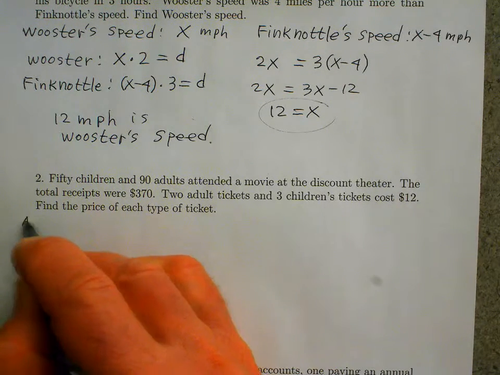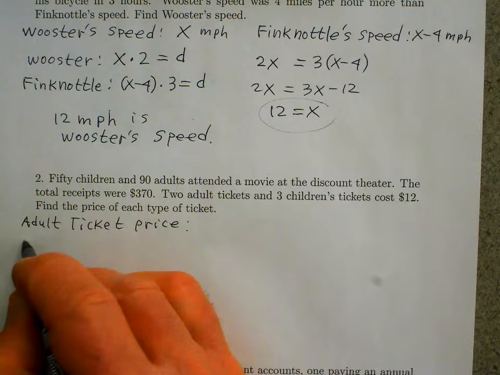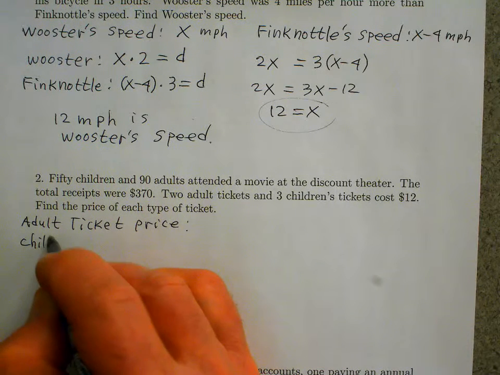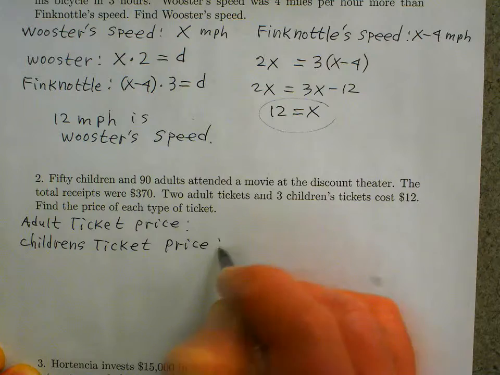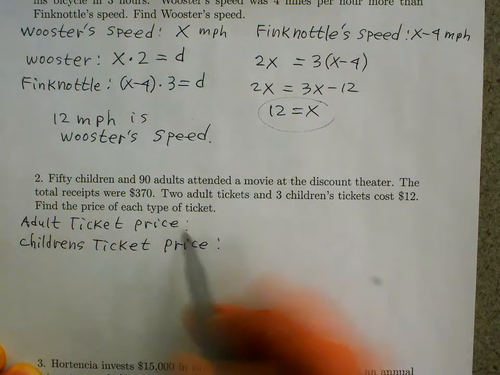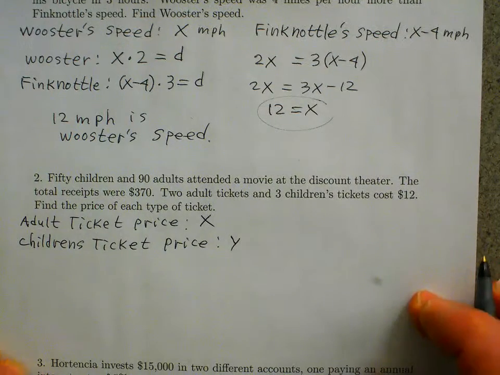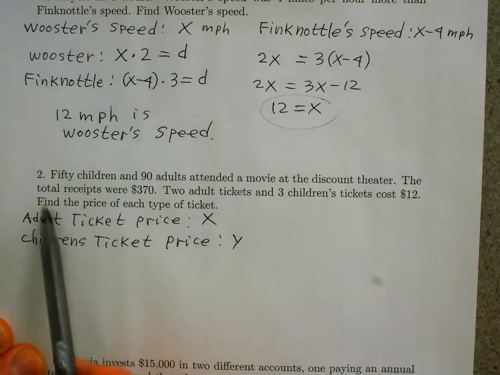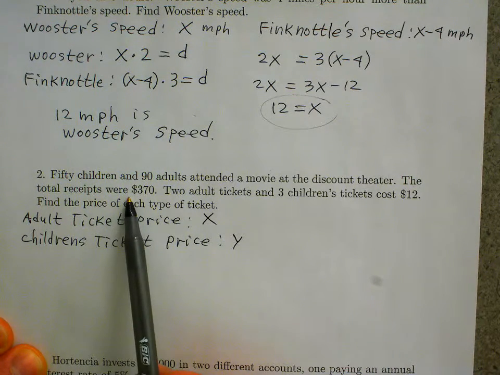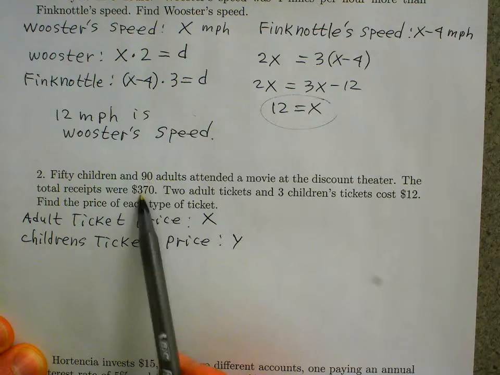Okay, so there's an adult ticket price and a children's ticket price. So let's say the adult ticket price is x dollars and the children's ticket price is y dollars. And now we can start writing down equations. The total amount of money that was made by selling 50 children's tickets and 90 adult tickets was $370.